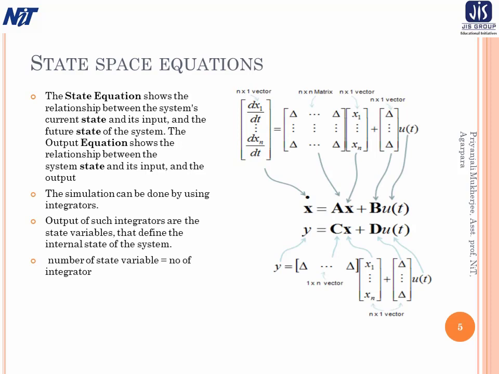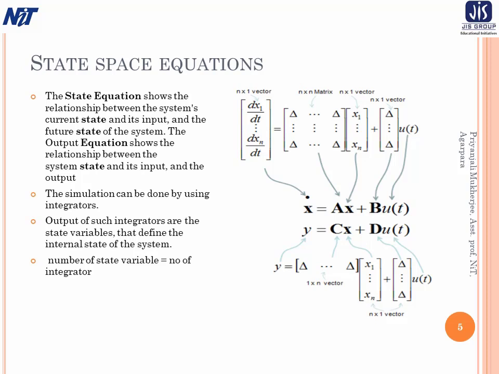State space equation. The state equation shows the relationship between the system's current state and its input and the future state of the system, whereas the output equation describes the relationship between the system state and its input and the output.